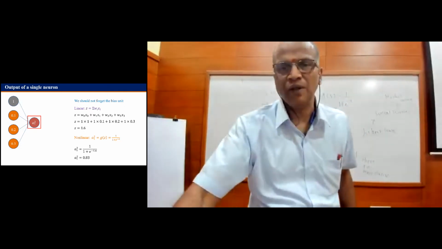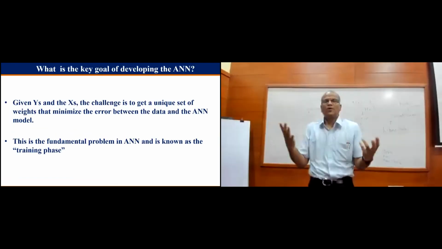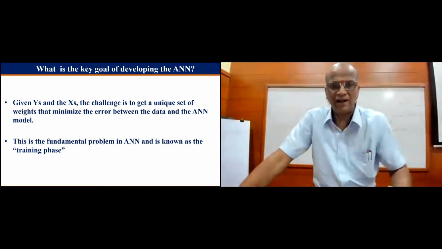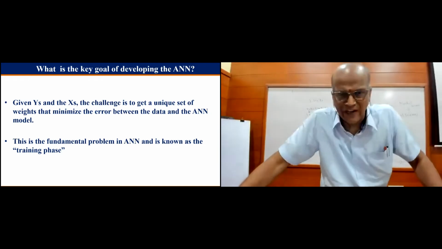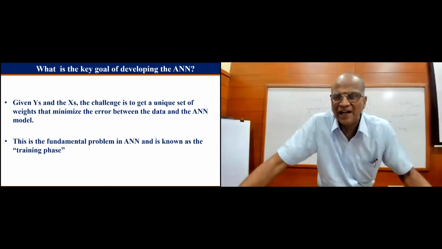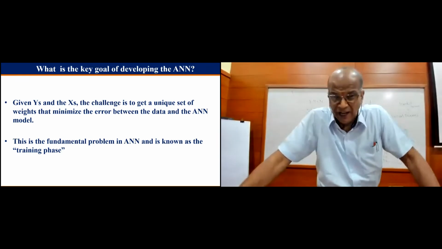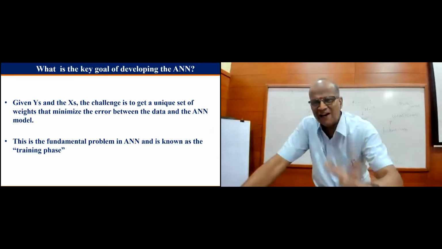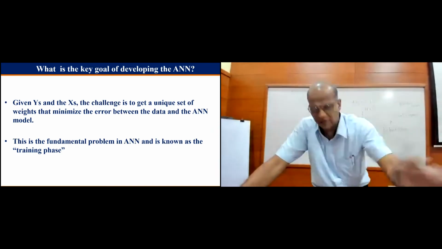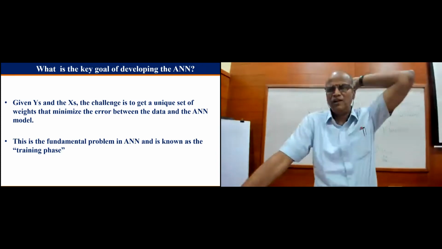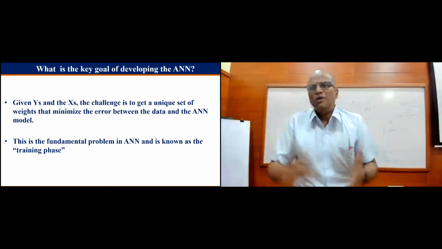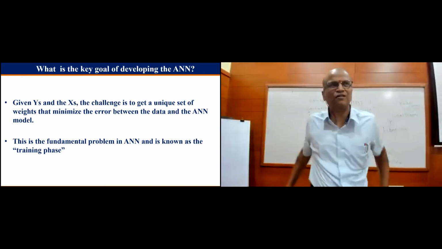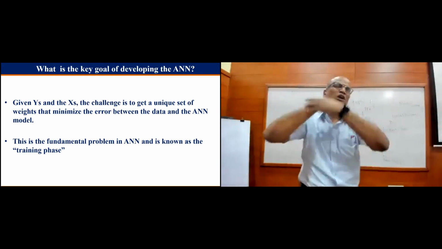Very good. Now what is the problem before us? What is the challenge? Given the y's from the data, the challenge is to get a unique set of weights that minimize the error between the data and the ANN model. Given the y's, your data could be rainfall or the number of people getting heart attacks, and x is the controlling variable. For heart attacks, you put whatever are your control variables, like BP, sugar, obesity. You have a large data set from all the hospitals in the United States or India. You have a database.